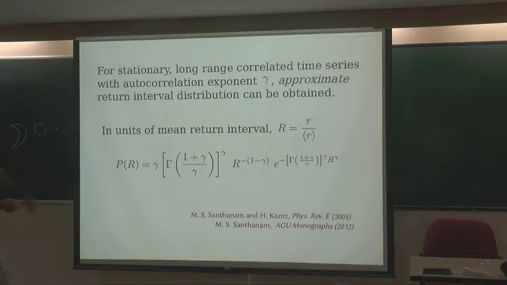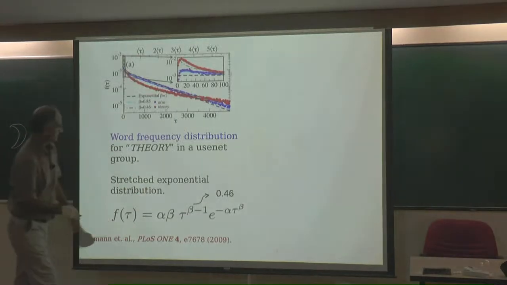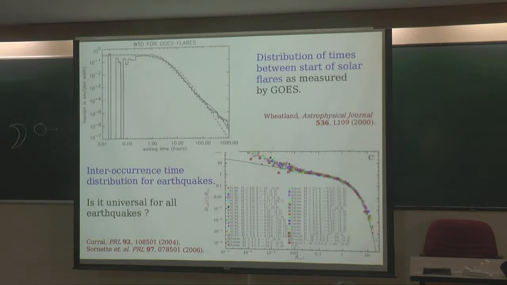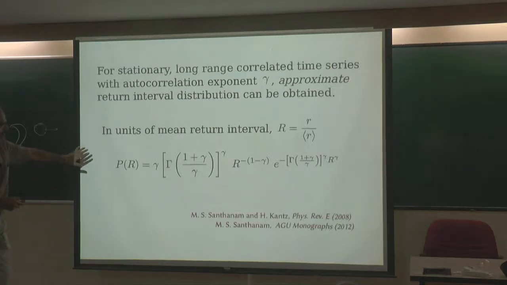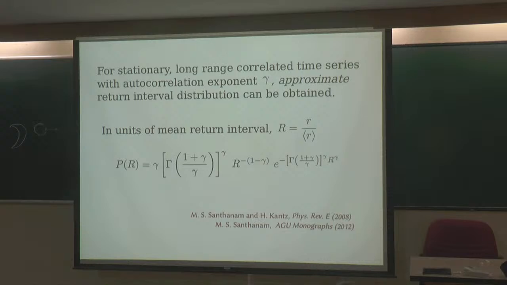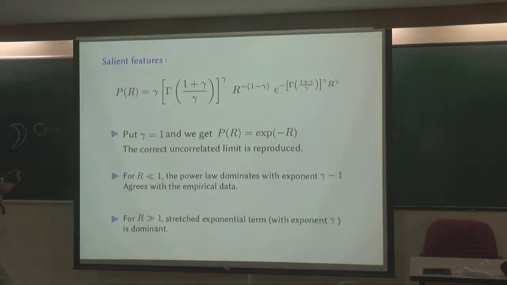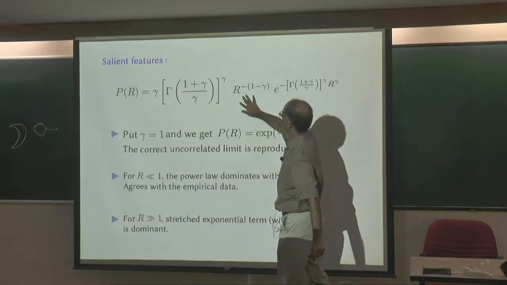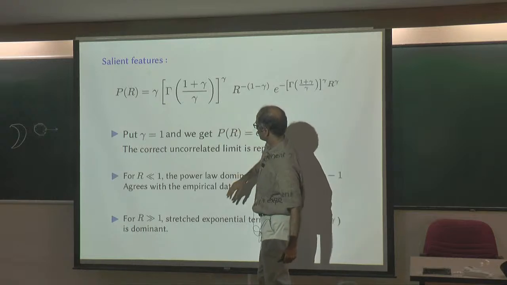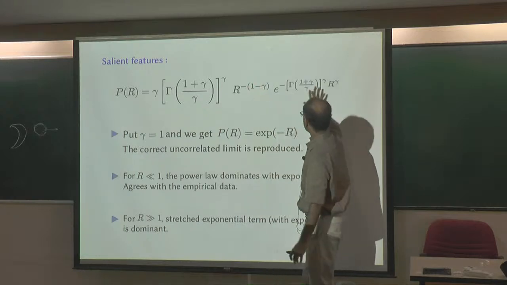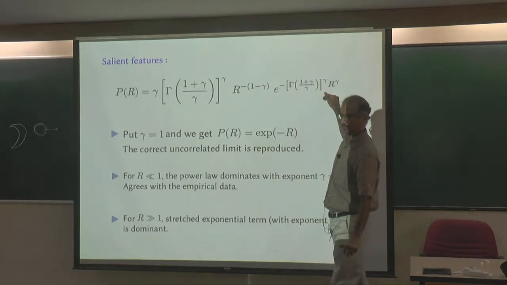And so this gamma is the autocorrelation exponent that you saw here, this one. So in other words, your recurrence time distribution is characterized by this relation, where you can see gammas all over the place. So there are no other parameters. Now, what does this tell me? If you look at it, this is a constant, simply a number, whatever it is, but there are two parts to it. For small values of return interval, it is dominated by a power law of this form. And for large values, it is dominated by a stretched exponential.